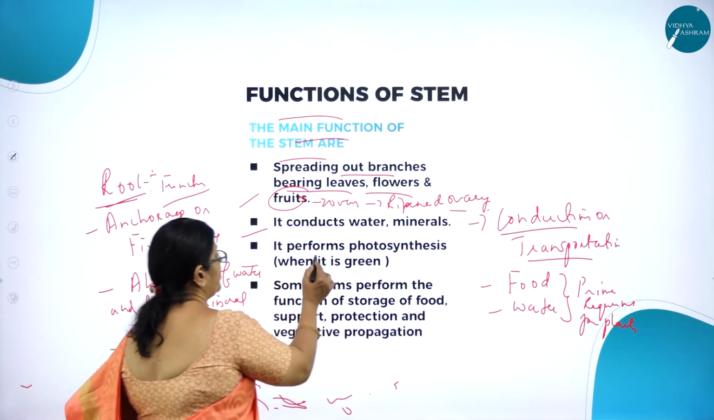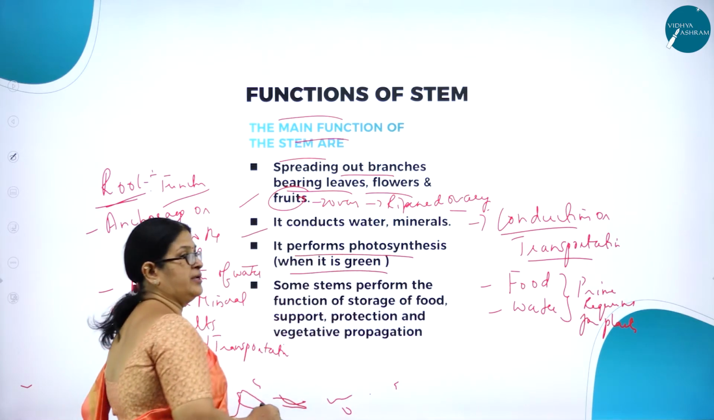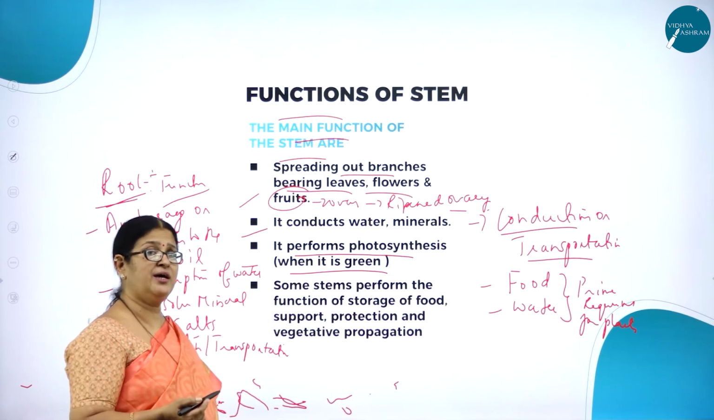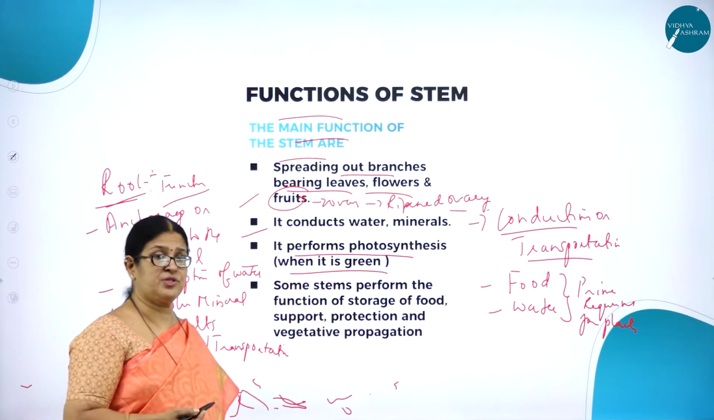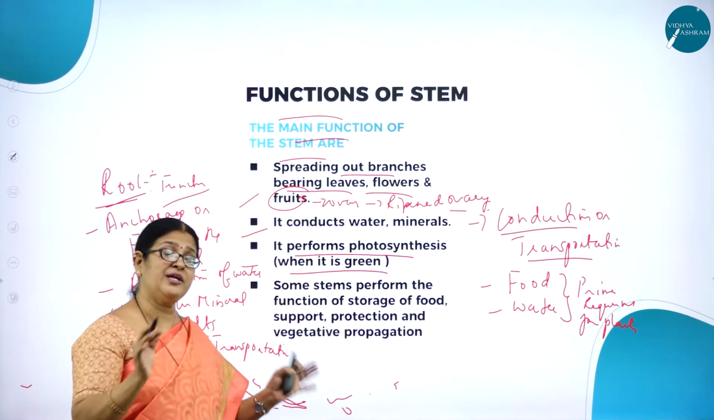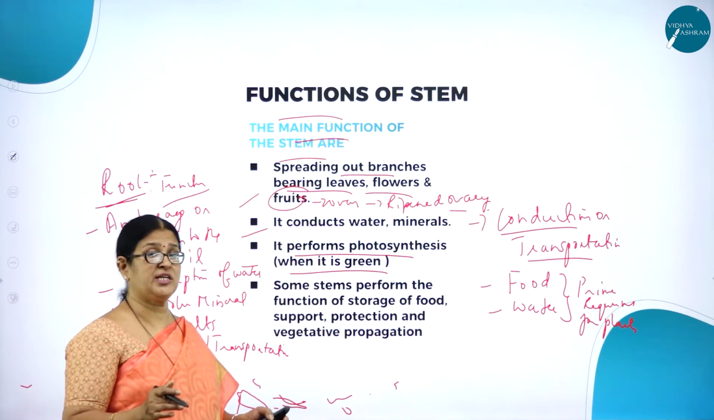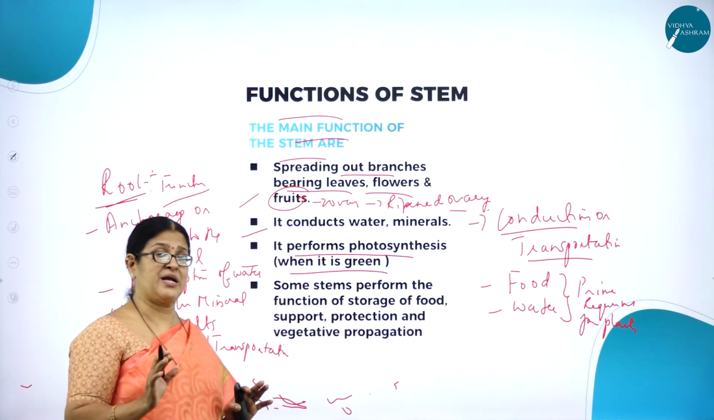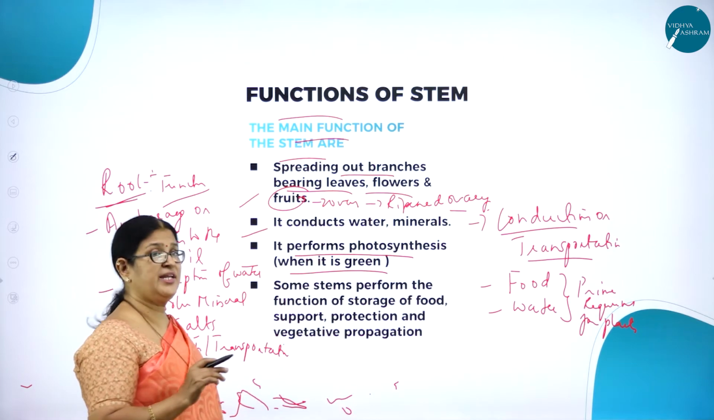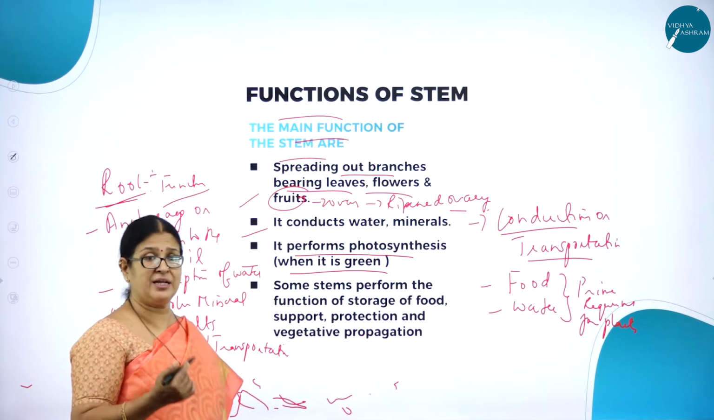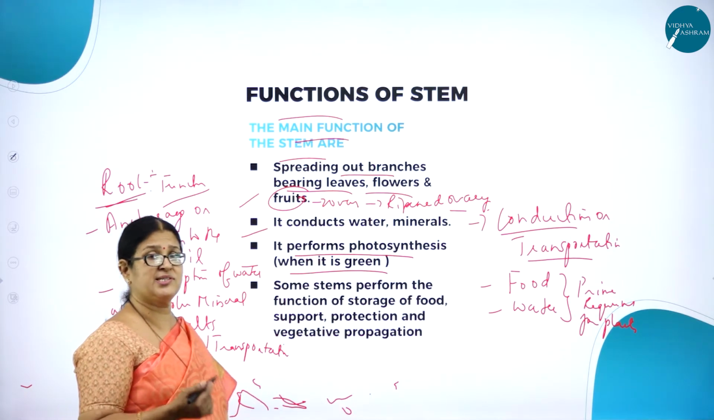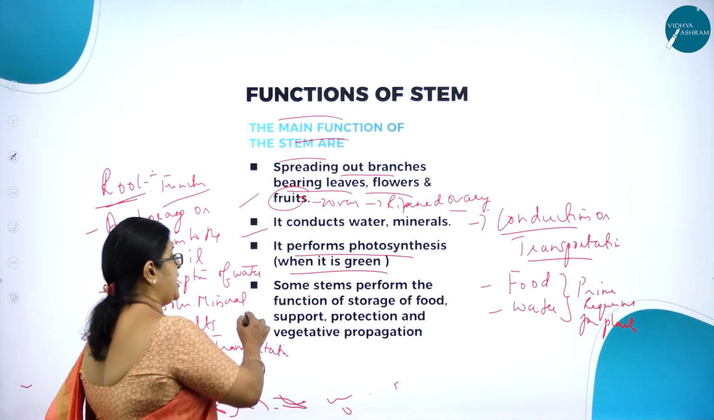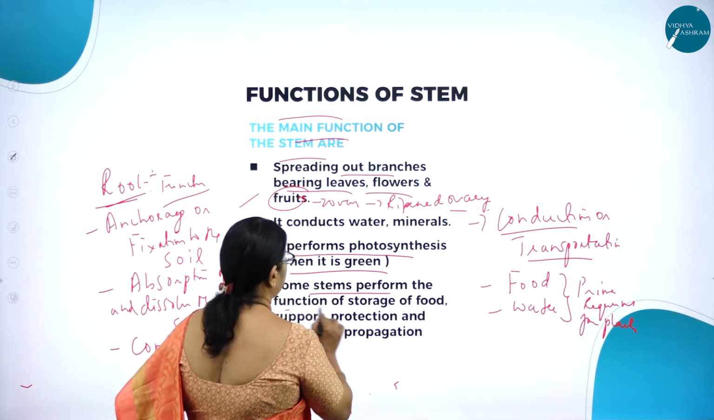Then next, it performs photosynthesis when it is green. So stem also, as I said, is green in color. So when it is green in color, it also helps in what? Photosynthesis. When it is completely developed and matured, it is brownish in color. So in that case, it has only the function of giving mechanical support. When the stem is in young developing stage, it is green in color, obviously it will help in what? Photosynthesis. And as I said, some stems perform the function of storage.